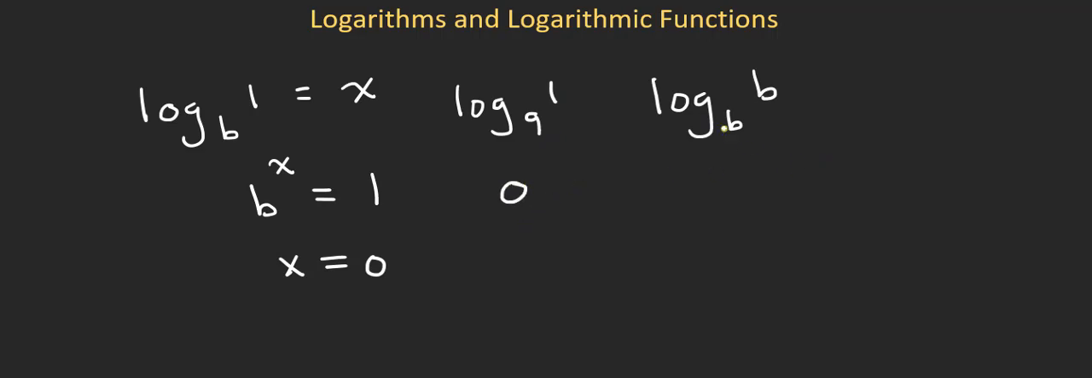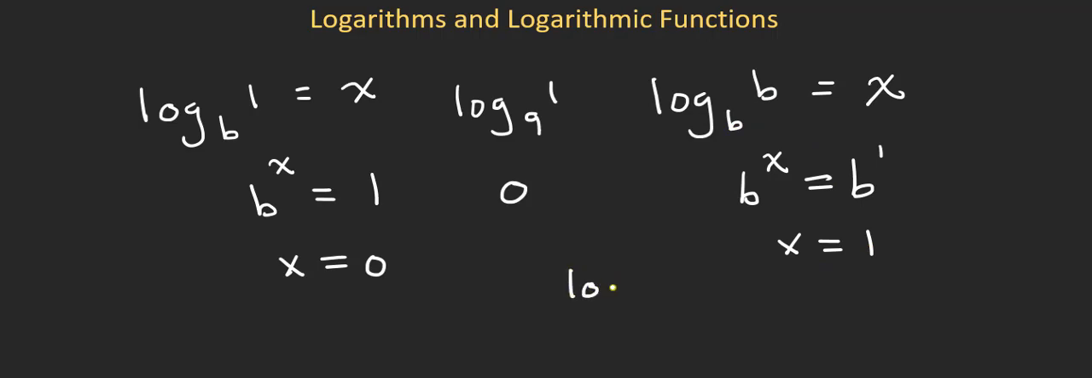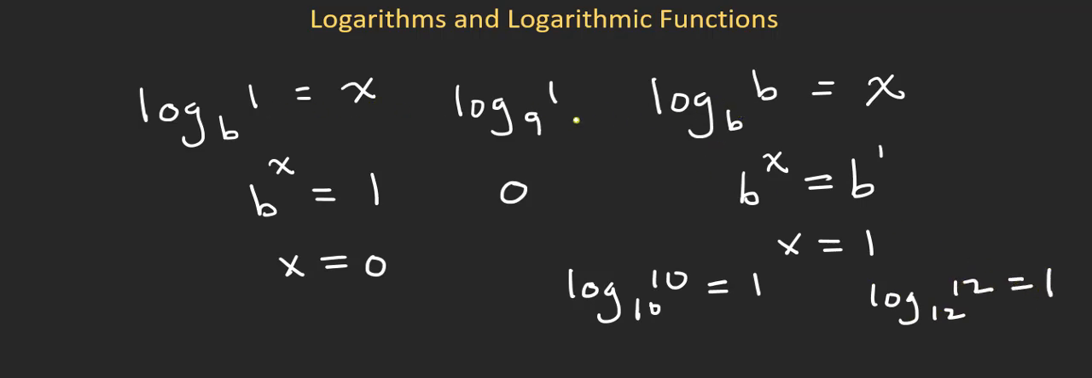What about log base b of b? These two are the same. Again, let's set that equal to x. If you change it to exponential, you get b to the x equals b. Well, that's b to the 1 right there, so x equals 1. So whenever these two are the same, let's say log base 10 of 10, you know that will be equal to 1. What about log base 12 of 12? That's also 1. So these two are valuable pieces of information.